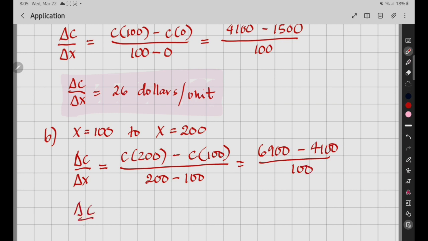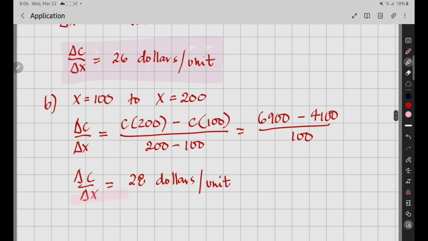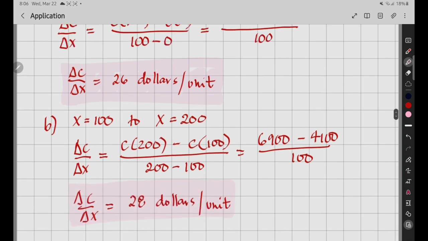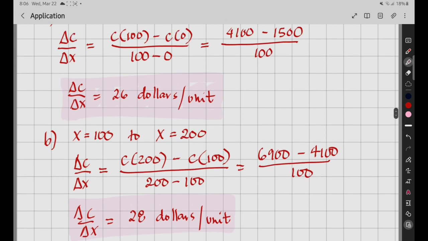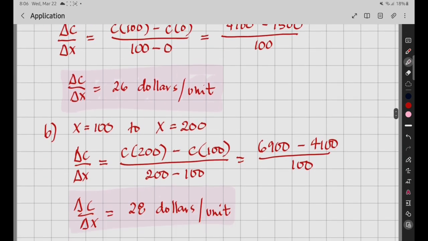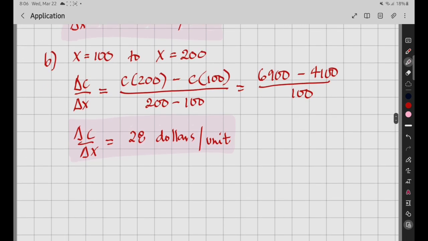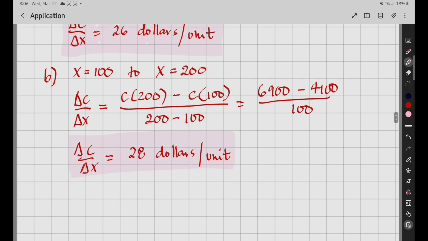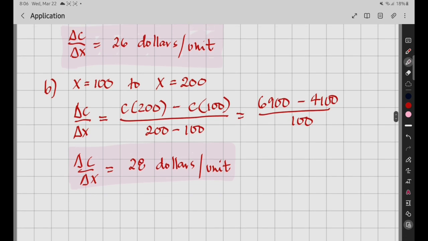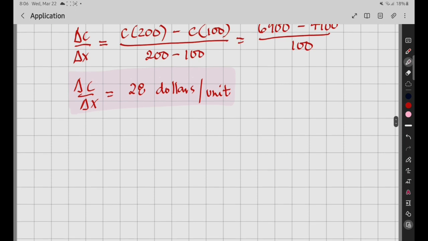And simplifying that, we have $28 per unit. So it's a bit more expensive for them to produce. If you notice, their first production had a cost of $26 per unit, but when they arrive at the next 100 products, the production cost for every unit increases.